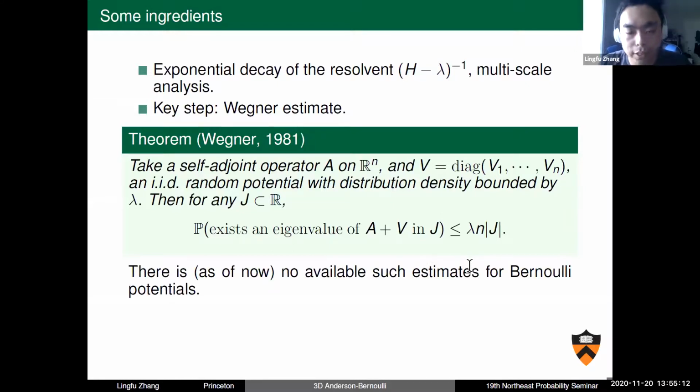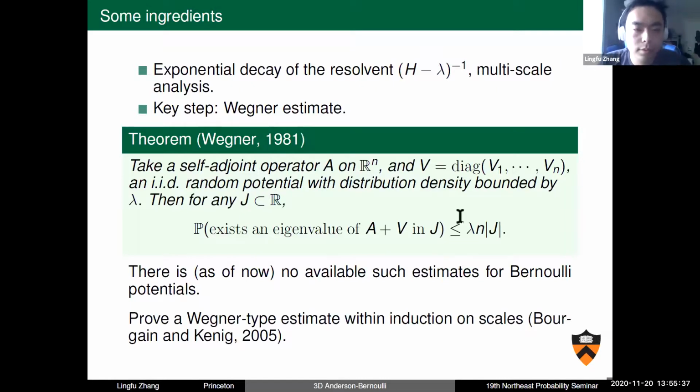So you can see that what prevented people in the 1980s from doing the Bernoulli case is that there's no such Wegner estimate for the Bernoulli case. You see that in the Bernoulli case, when you do not have the continuity, the density just goes to infinity. And I need to say that proving such Wegner estimates for the Bernoulli potential is itself a very interesting and widely open problem.